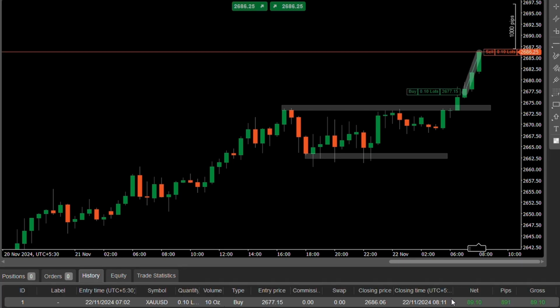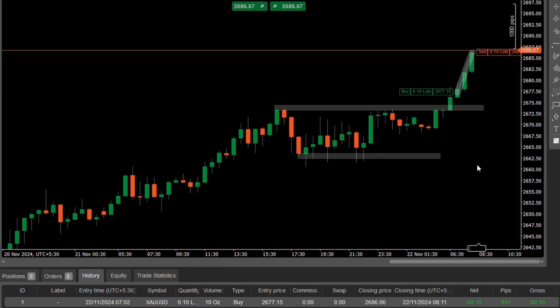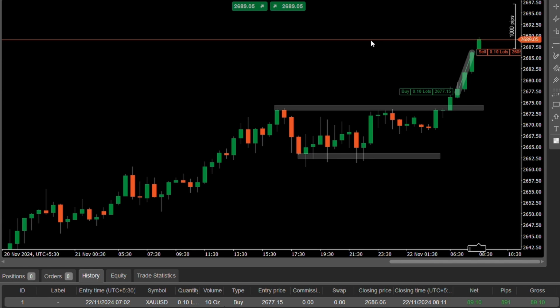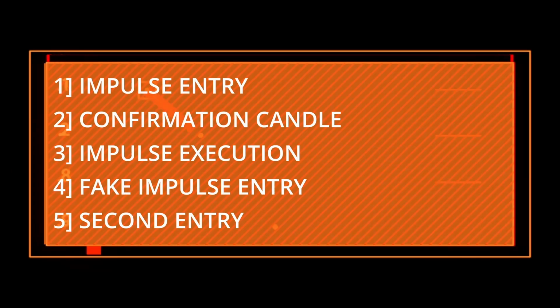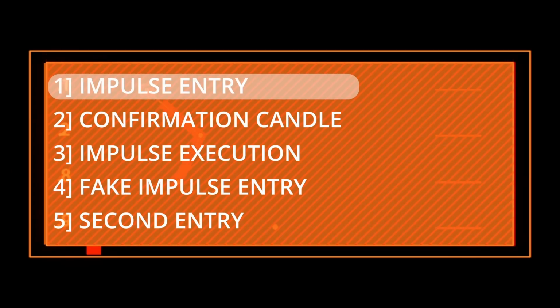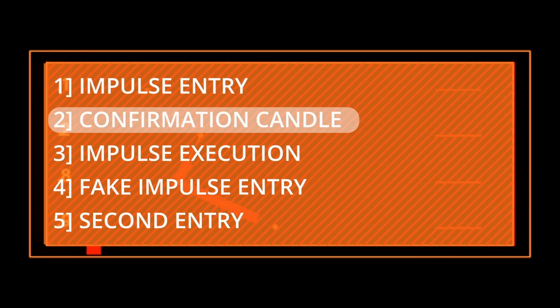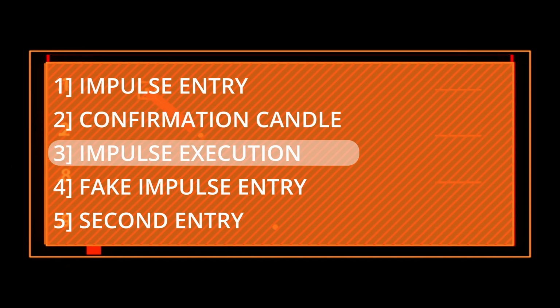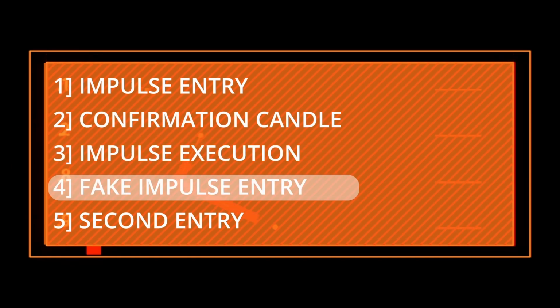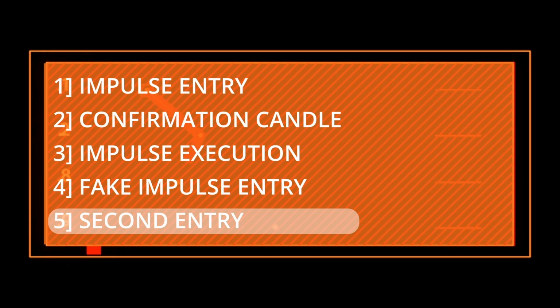For simplification, I divided this topic into 5 chapters. Don't skip any chapter. All chapters are important. Let's see what those 5 chapters are. The first chapter is impulse entry. The second one is the confirmation candle. The third one is impulse entry execution. The fourth one is fake impulse candle. And the final chapter is second entry.